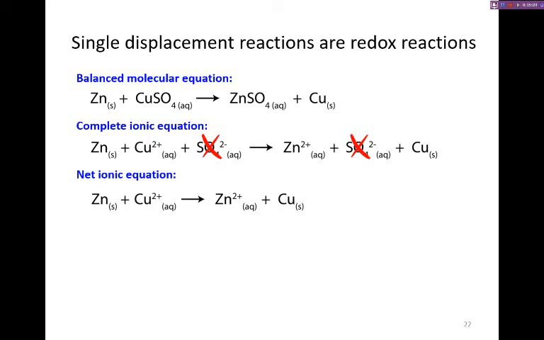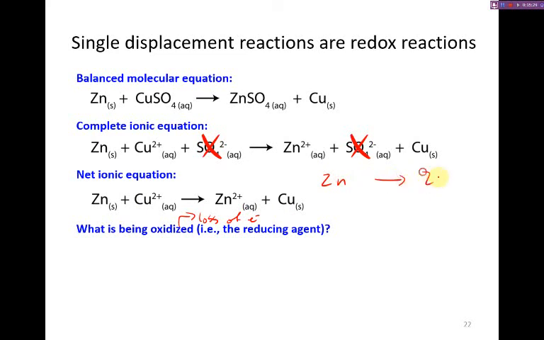So what we can do next when we're dealing with redox reactions is write them out as what we call half reactions. And so if we want to ask what's being oxidized, what's the reducing agent, remember oxidation is loss of electrons. So which of these substances is losing electrons? We have zinc going to zinc 2 plus. We have copper 2 plus going to copper that's neutral. If we're losing electrons, that means it's becoming more positive. Well, zinc's becoming more positive.